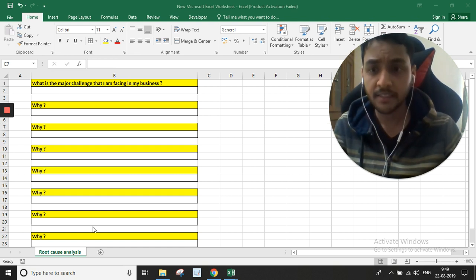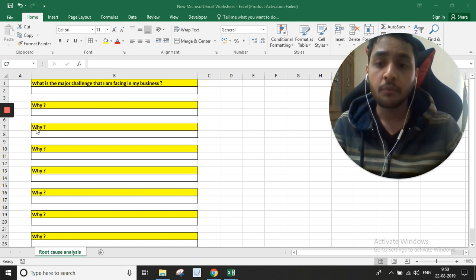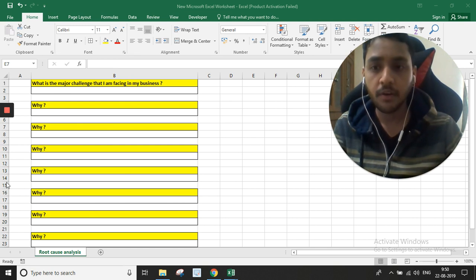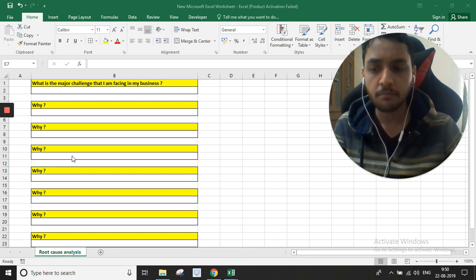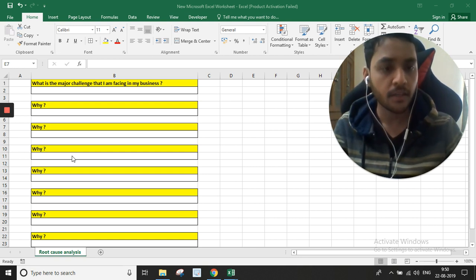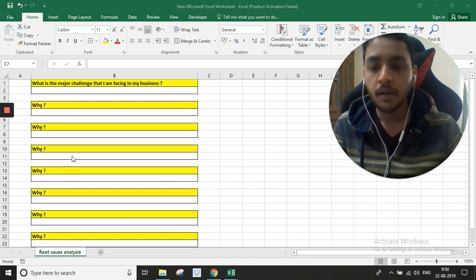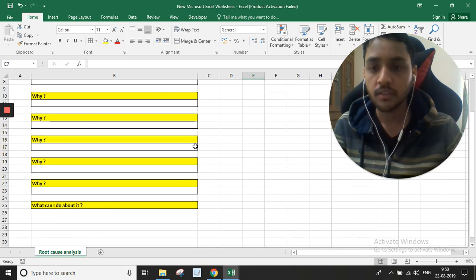As you can see, there is an Excel sheet that I've created here. Now, this is a very simple system that I found out about three and a half years ago from some person I was listening to on YouTube. I can't exactly remember who that was, but this is called a root cause analysis, as you can see in the tab here, and it uses a simple procedure which I'm going to teach using this Excel sheet.